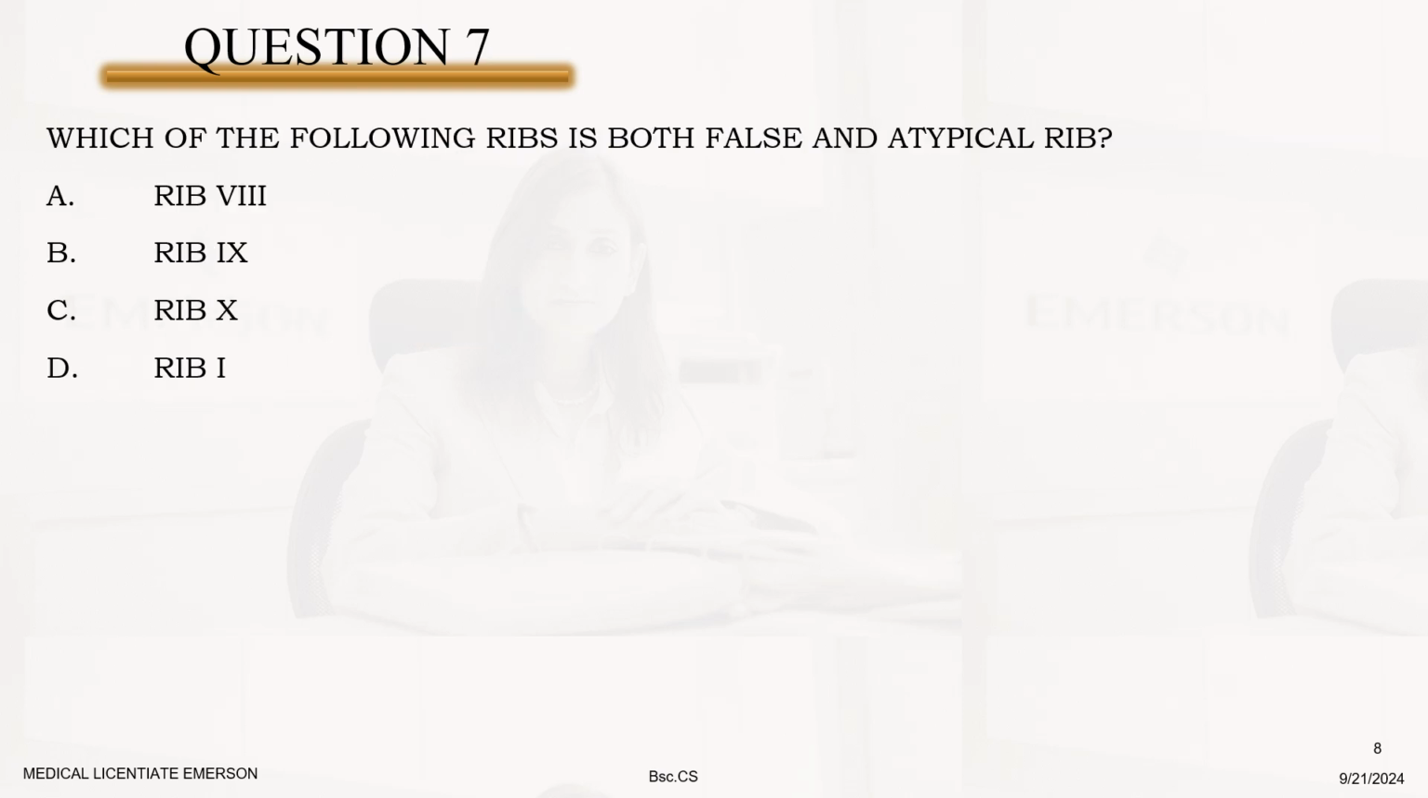Then which of the following ribs is both a false and atypical rib? You have rib 8, rib 9, rib 10, and rib 1. Which one is the false rib and is atypical? The one which is false and atypical from this set is rib 10.